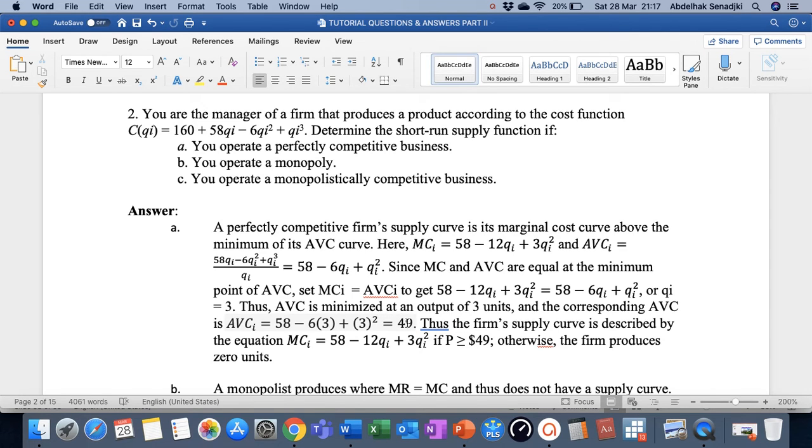if P is greater than or equal to 49. Why? Because if the price is below 49, meaning the price is below the average variable cost, the firm produces 0 units. The firm will have a loss, so the firm will shut down and not produce. So we have a condition: the supply of a perfectly competitive market equals MC, equal to 58 minus 12 Qi plus 3 Qi squared, only if the price is equal to or greater than 49, which is the minimum point of AVC.